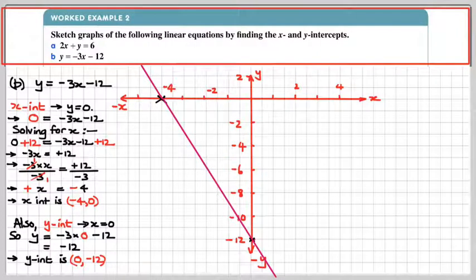Alright? Do you see how easy it is? That's the intercept method, guys. The x and y intercept method. Yes, there's the equation. We've got to do that.